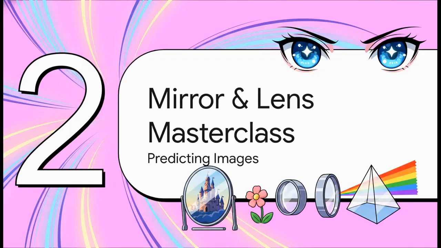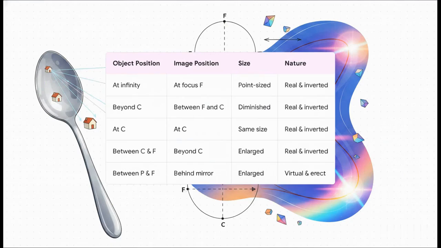Okay, so we've got the basic rules down. Now let's build ourselves a kind of masterclass, a cheat sheet really. This next part is all about being able to predict exactly what kind of image you're going to get from a mirror or a lens just by knowing where you put the object. Let's go back to the inside of that spoon. That's a concave mirror. Now look at this table. You'll see a really clear pattern here. A real image just means it can be projected onto a screen, and inverted means, well, upside down. So notice that when an object is really far away, the image it creates is tiny, real, and inverted. But watch what happens as you bring that object closer and closer to the mirror. The image gets bigger and moves farther away.